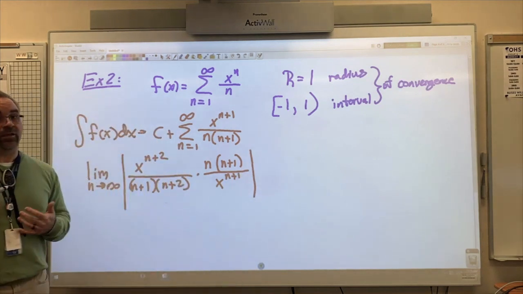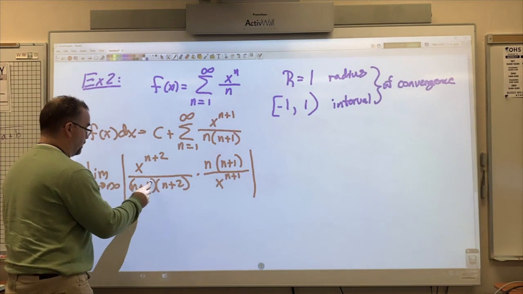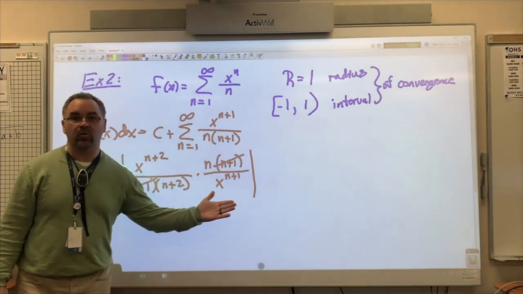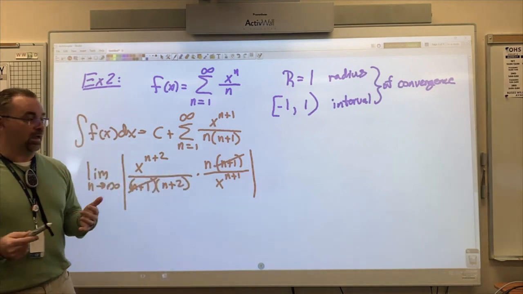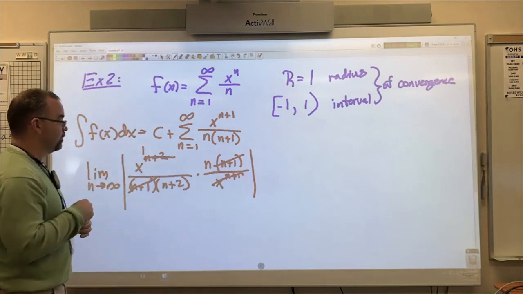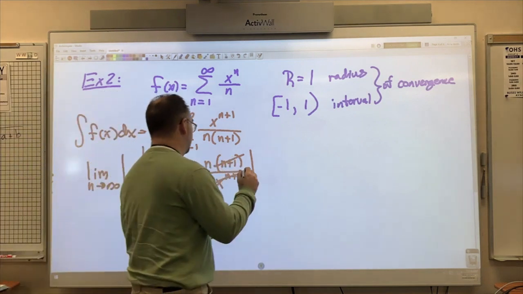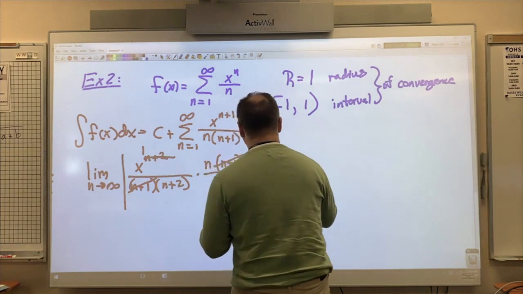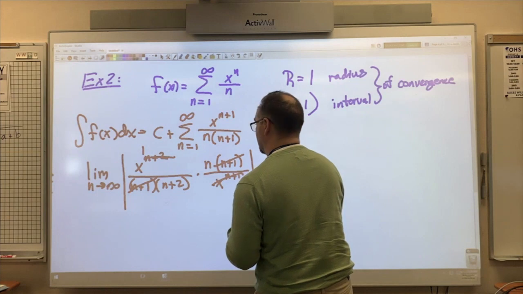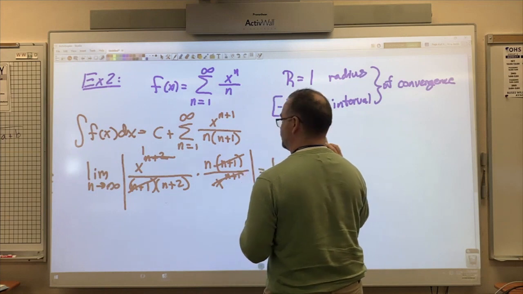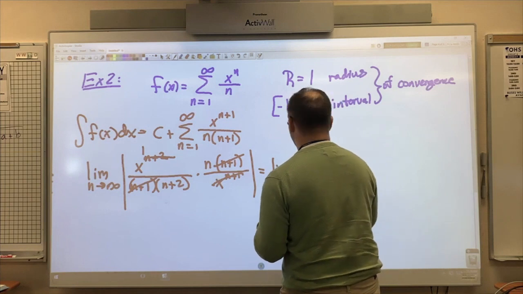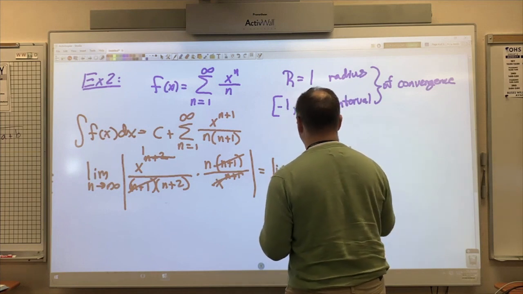Okay, and there's some cross-canceling that will happen here. The n plus 1s are going to cancel. Similarly, x to the n plus 2 and x to the n plus 1 differ by one factor of x, right? So these will all cancel out, and it'll be x to the first. And so we're left with something I think you'll recognize. That is the limit as n approaches infinity of x times n over n plus 2.